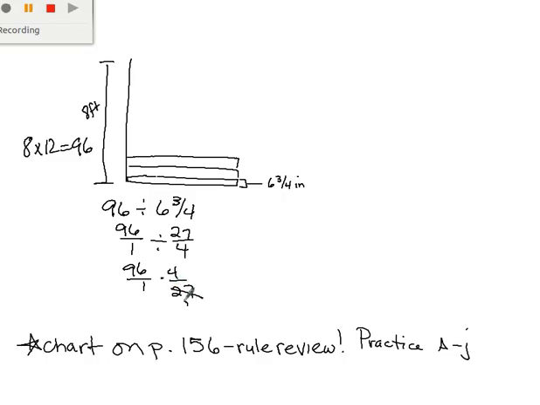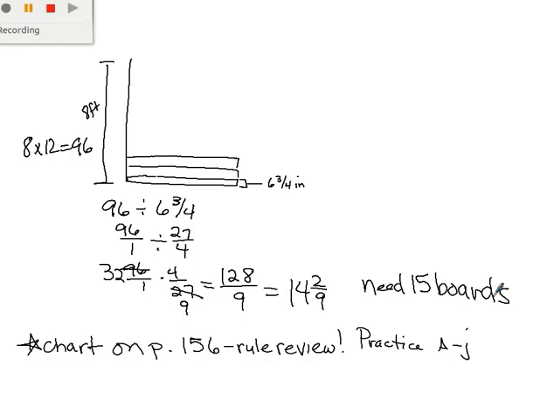27 divided by 3 is 9. 96 divided by 3 is 32. And so we are going to get 4 times 32 is 128, over 9. 128 divided by 9, which equals 14 2/9. I don't think you can buy 14 2/9 boards. So the answer would be you need 15 boards.